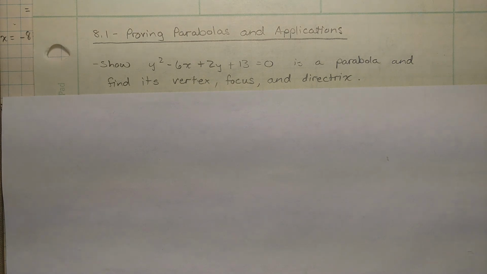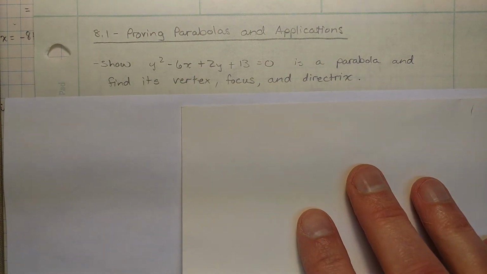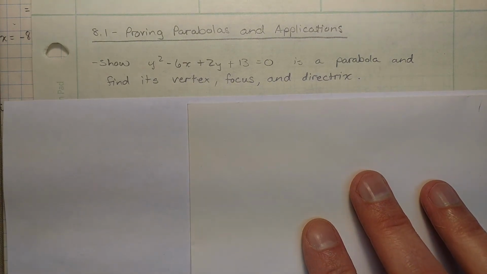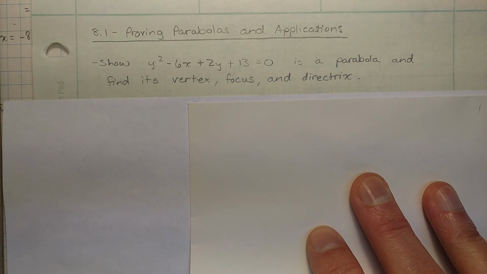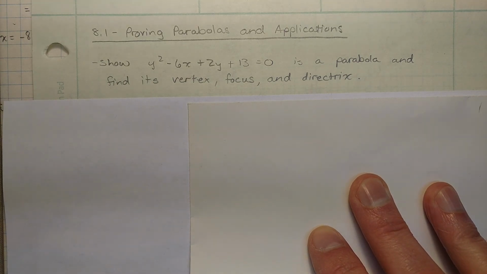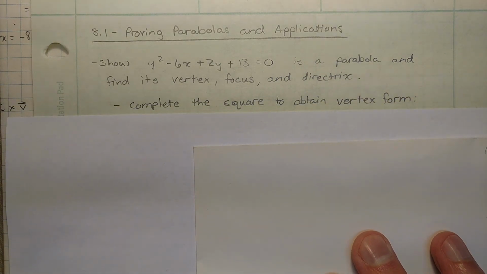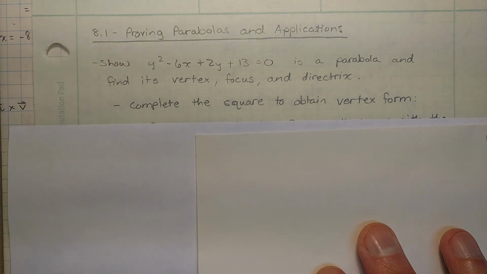All right, so let's talk about how we're going to get this in vertex form. The key thing here is in the vertex form, we want to have the squared variable on the left side, and we want to have everything else on the right side. So we're going to complete the square with that left side to obtain the vertex form.